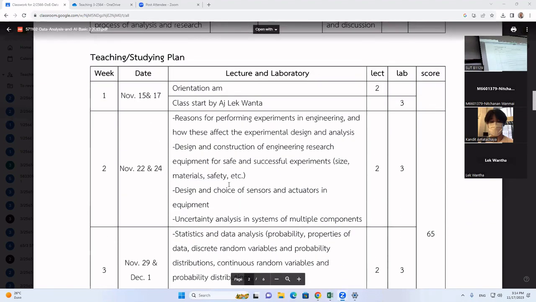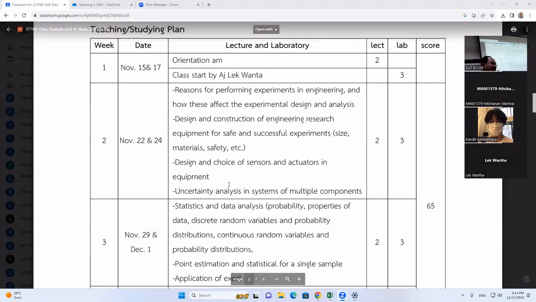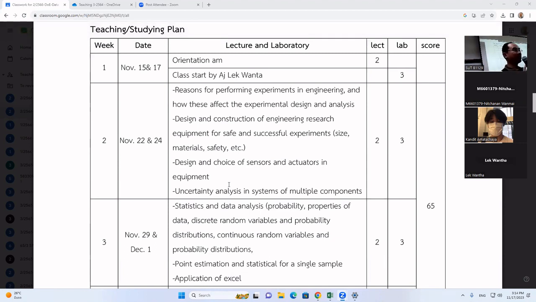For this, in the first week, you talk about the property of the data and also the experiment, how to design the equipment in your laboratory. And most of it we apply the program for data analysis, such as Minitab.